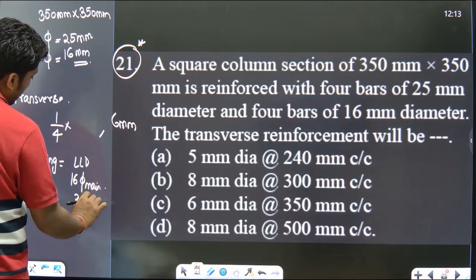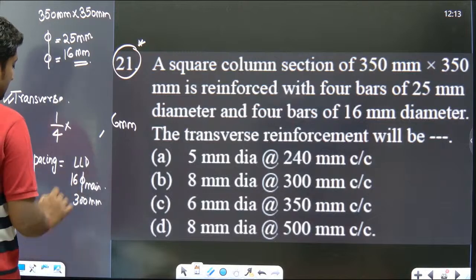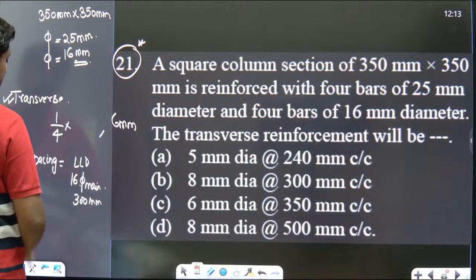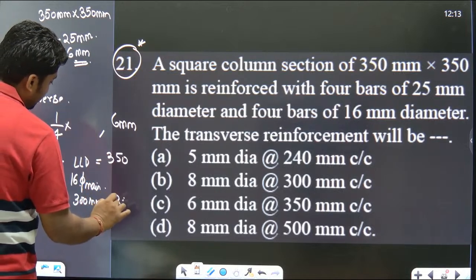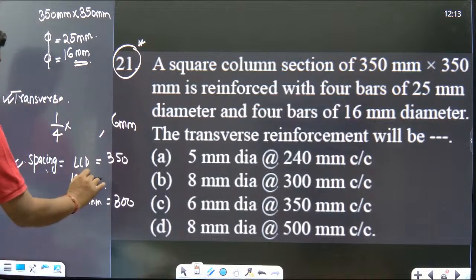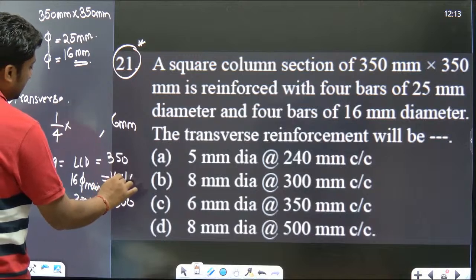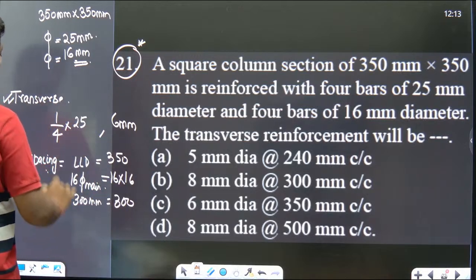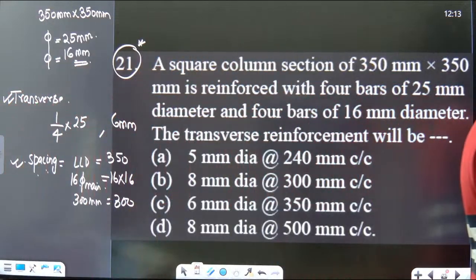In order to remember this, you want the diameter to be maximum but you want the spacing to be minimum. So 16 times the diameter of the main bar. The main bars are 16 mm as well as 25 mm. The least lateral dimension is 350, here it is 300. You want the spacing to be minimum, so you take the minimum of these values, that is 16 into 16. Yes or no? And you want the diameter to be maximum, so 25/4 or 6 mm.